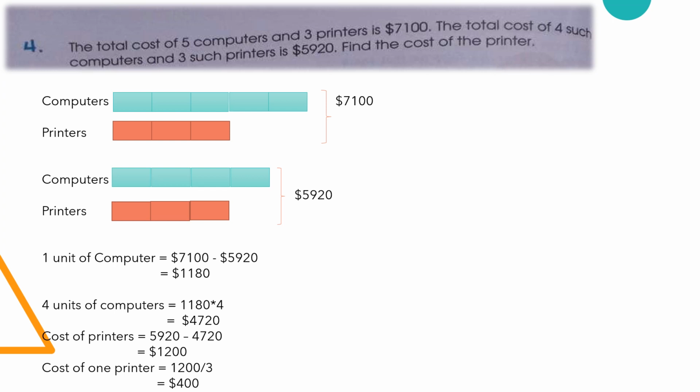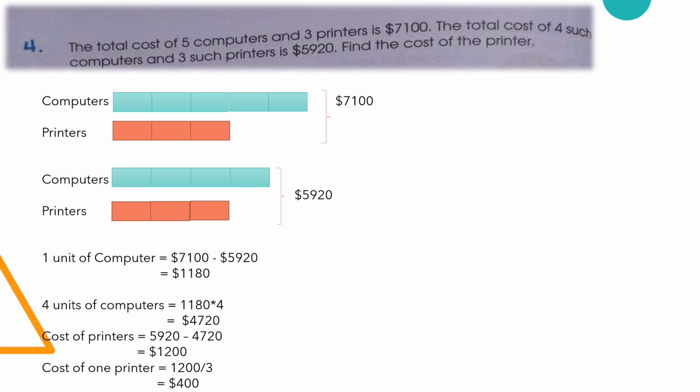So in the first step, we have simply subtracted 5,920 from 7,100 and got 1,180, which is the cost of 1 computer. Now consider the second situation in which we have 4 computers. If one computer costs 1180, then 4 computers cost 1180 multiplied by 4, which is 4720. So this is the cost of the computers.